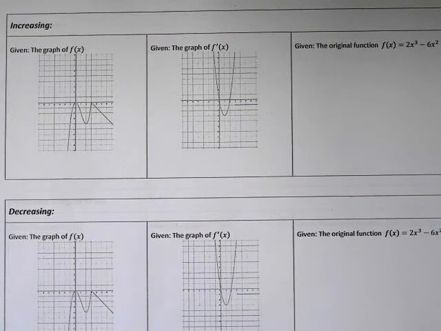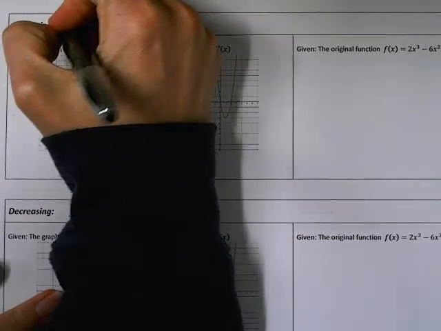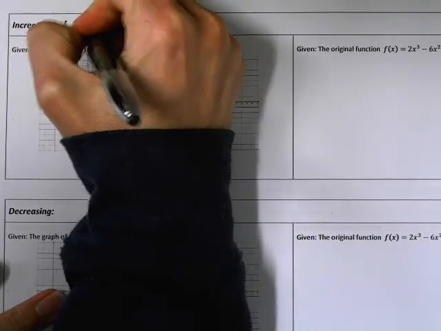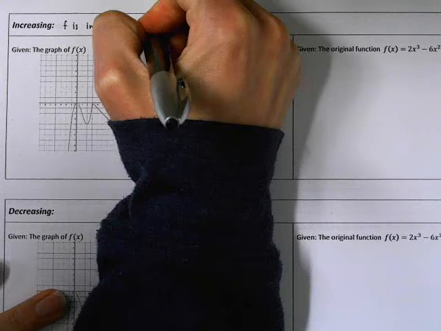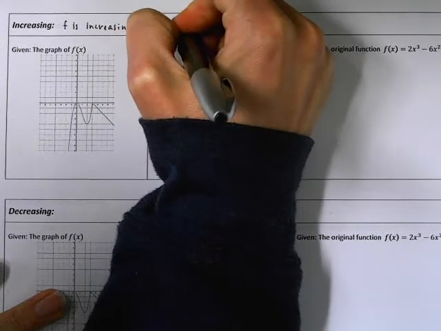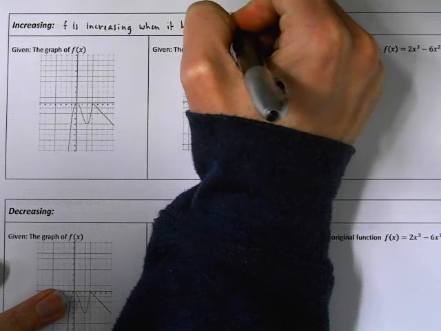So the first vocab word we have is the idea of knowing when a function is increasing. So by increasing, we know a function f is increasing when it has a positive slope.